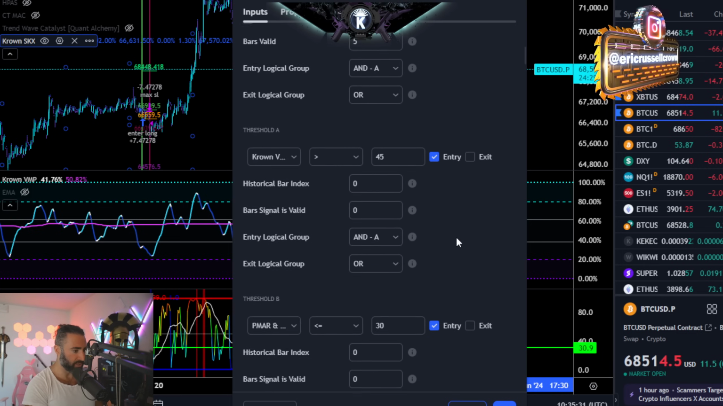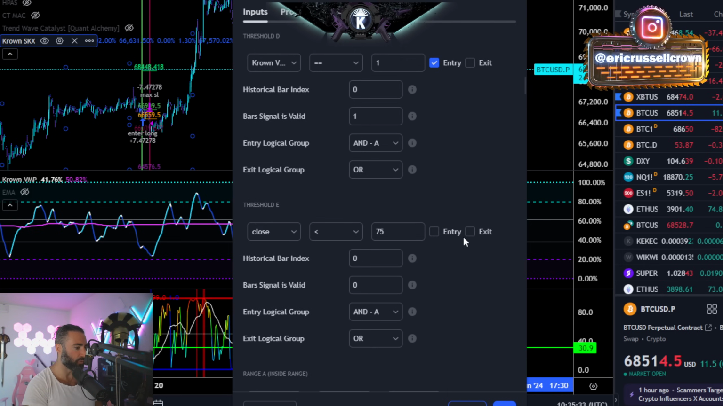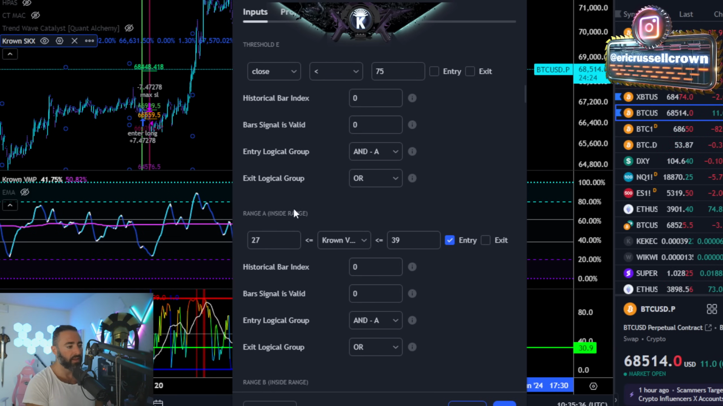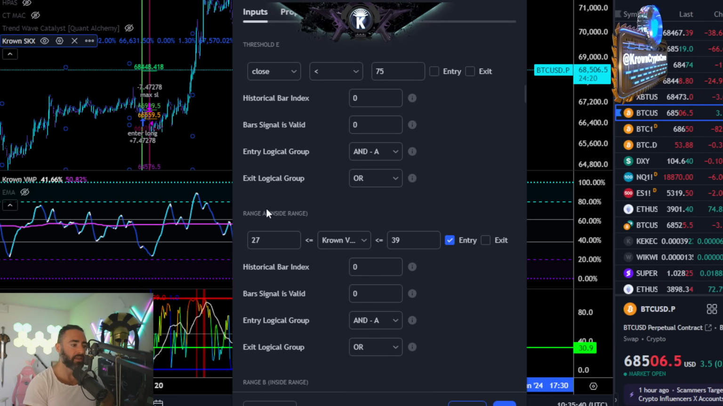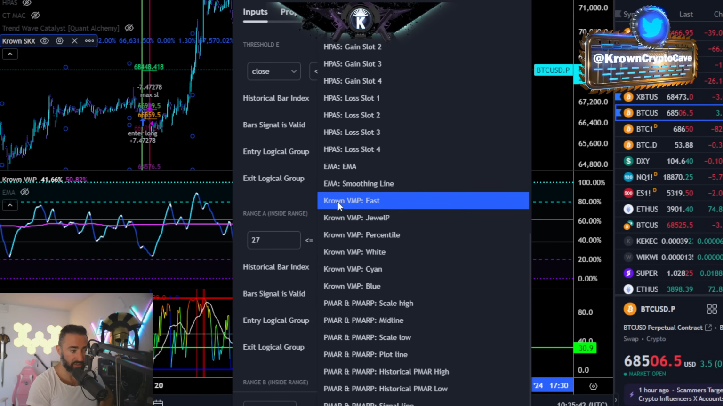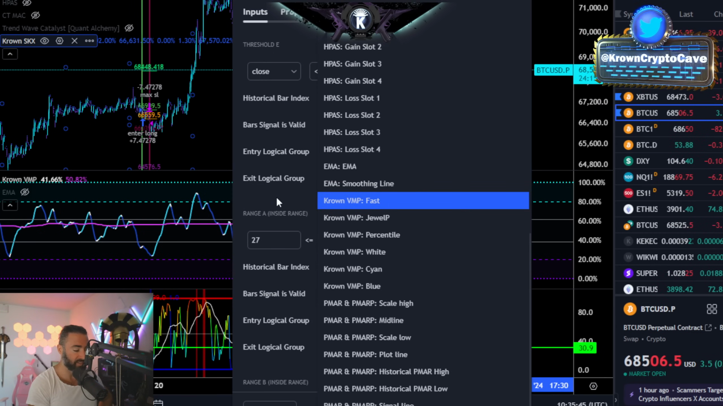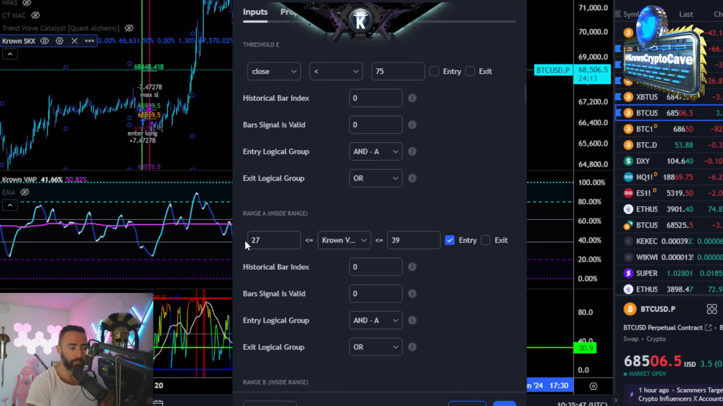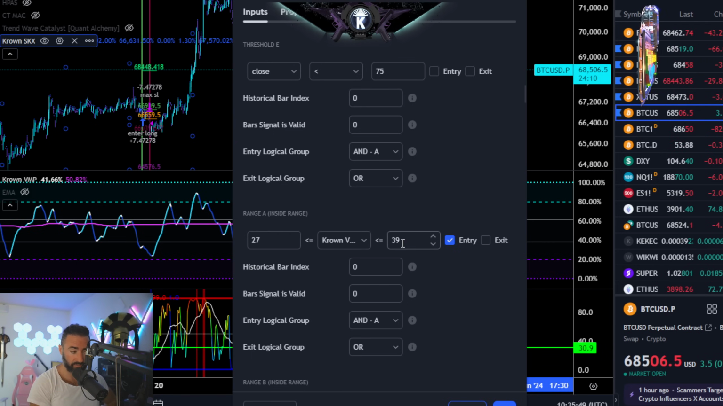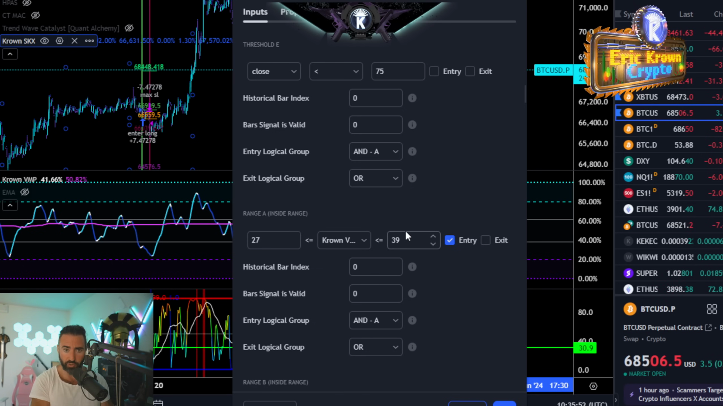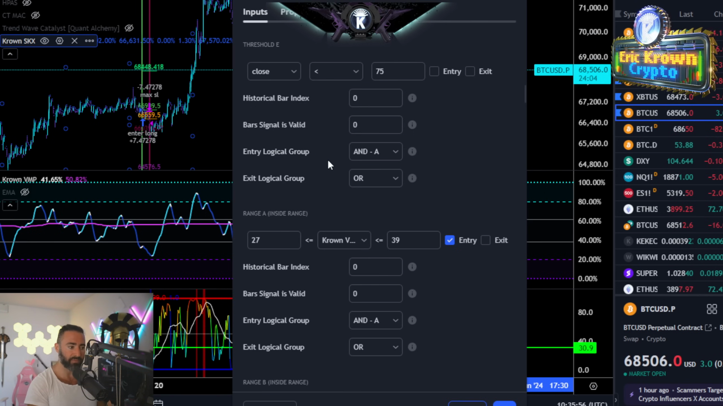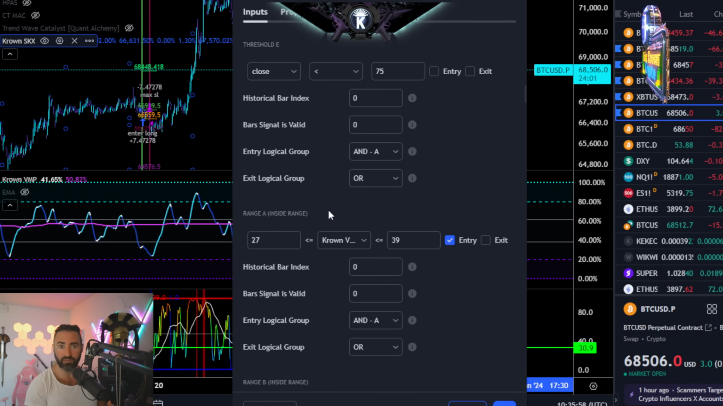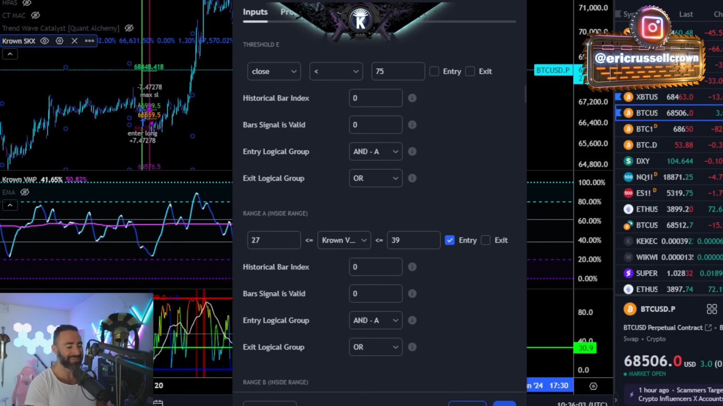Okay, is that it for our entry conditions? No, it is not actually. We have one more big one at least. Now, for this condition, the range condition, that means that we need to see, in this case, the VMP fast. So we're going back to this one. We need to see that above 27, but below 39. So if it's above 27 but below 39, while the other conditions are simultaneously present, meaning that the fast is white and also below the 45 percentile, then we do have the green light.